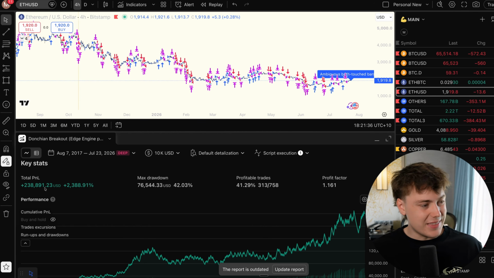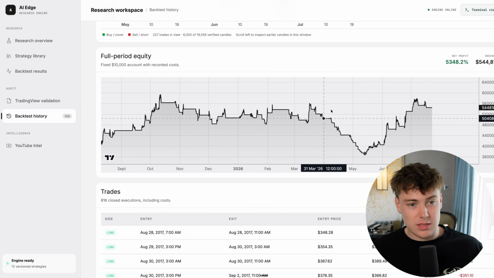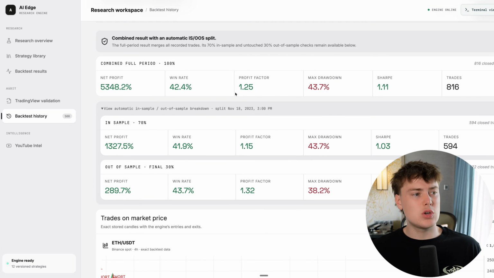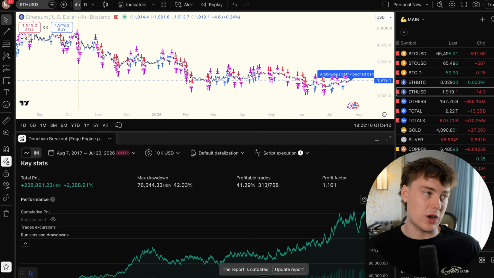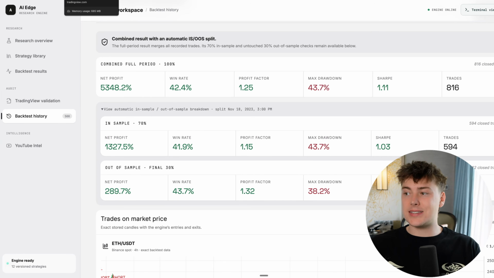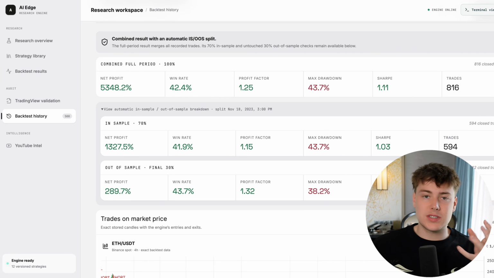You can see that it has a total P&L over the time frame of $238,000. Now, if we compare this to the results on the engine, you can see that the combined net profit is roughly 50% on TradingView versus the engine. Now, it's the exact same strategy, but there are some nuances in terms of how TradingView actually reads the data.